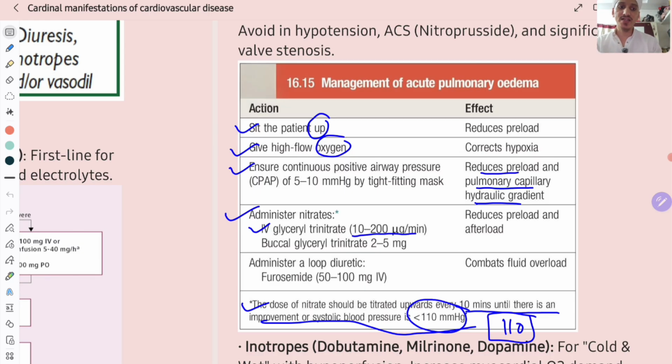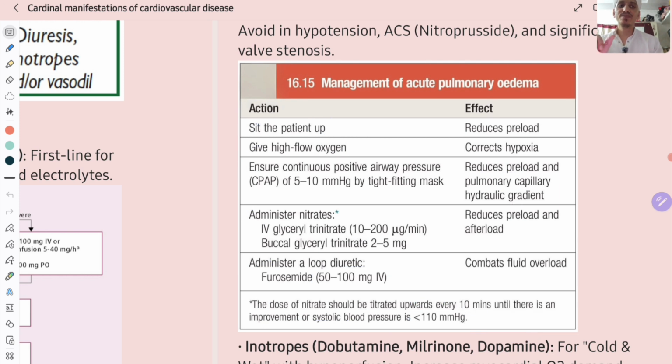Okay. 110. More than 110 is very safe. Okay. And then administer a loop diuretic like furosemide 50 to 100 mg IV. So either you can give it as a bolus dose or as an infusion. That combats fluid overload. Okay. So that's a very crisp and very good management of acute pulmonary edema, wet and warm.